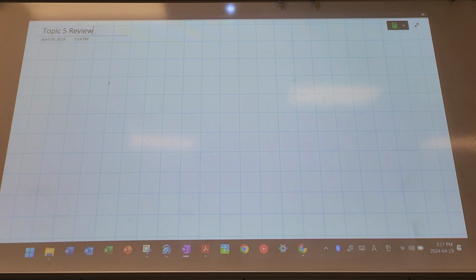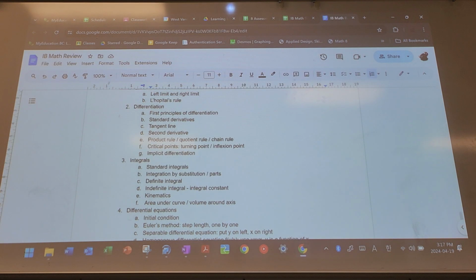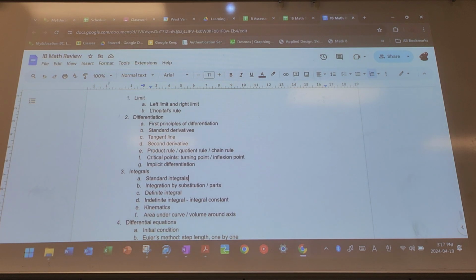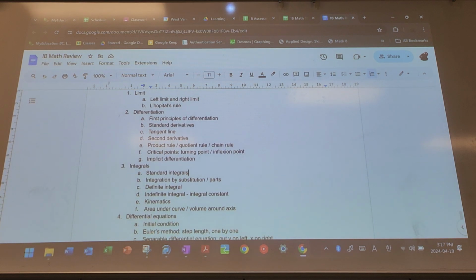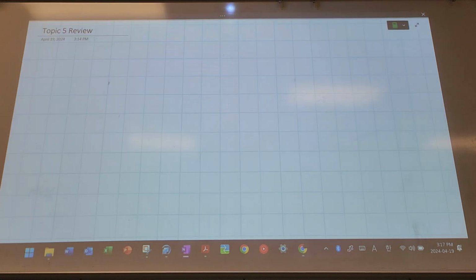Anyway, so today we'll go through the topics. As always, I've divided them into chapters. I think I put them into 5 big chapters. It comes with limit, differentiation, integrals, differential equations, and Maclaurin series. So the first one, why is it red?